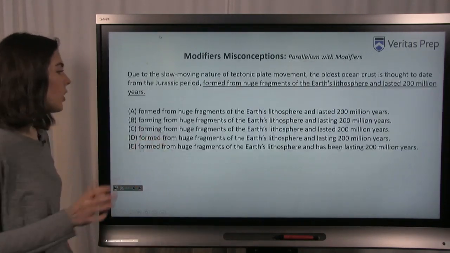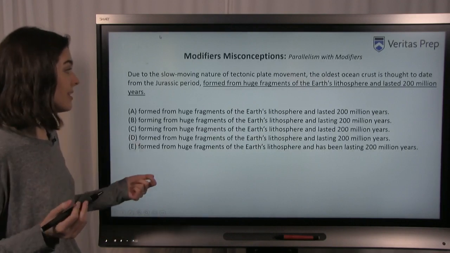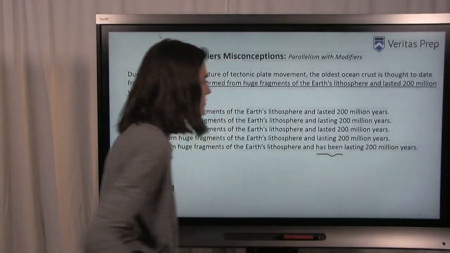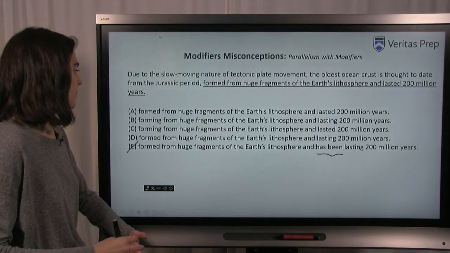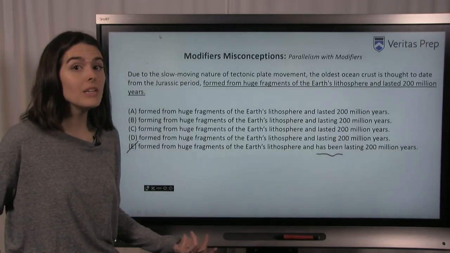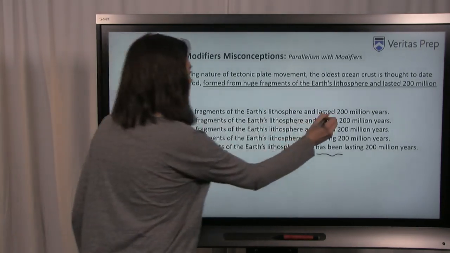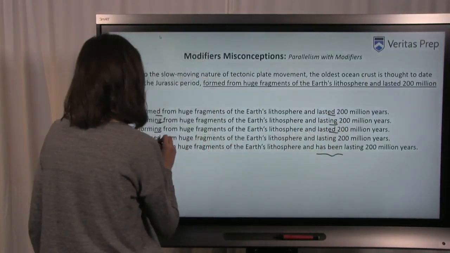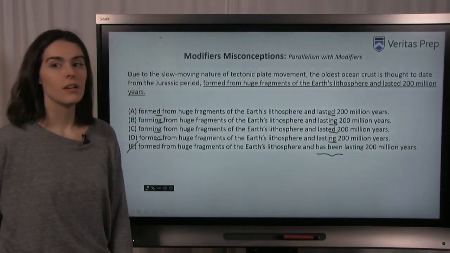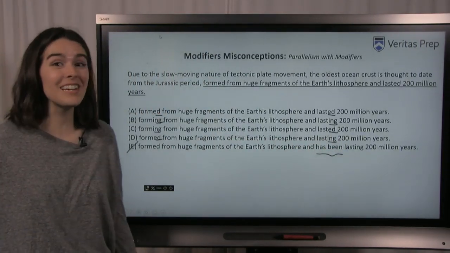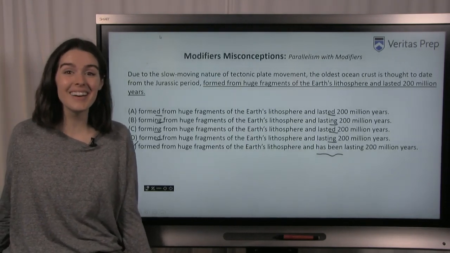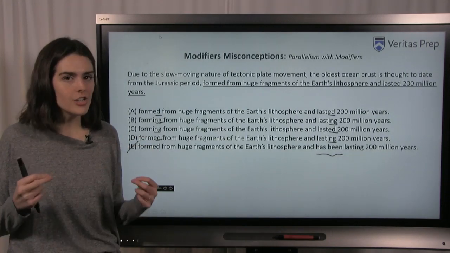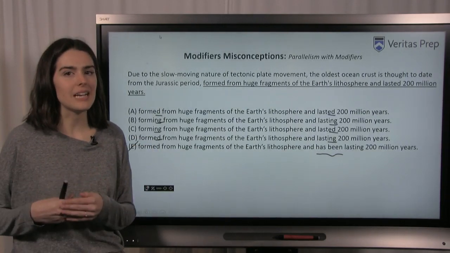So using that, going to this question, for parallelism reason, I can only really eliminate E because of this has been, right? That's it. All of the other ones are parallel. ED, ED, ING, ING, ING, ED, ED, ING. Crap. So what do I do? Right? What's going on here? So in this case, we have to use logic to go, which makes more sense, ING and ED?